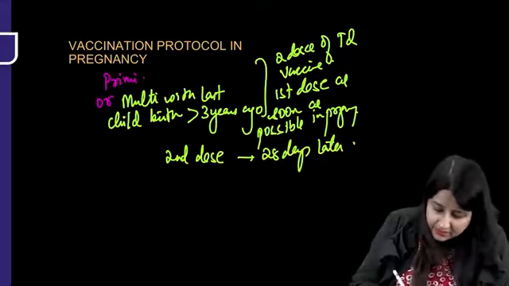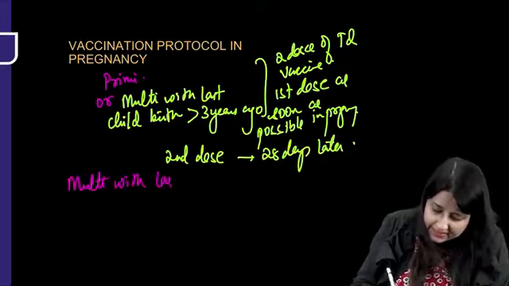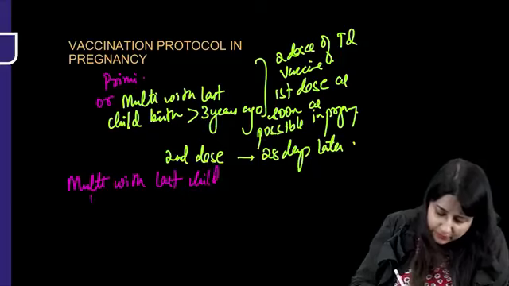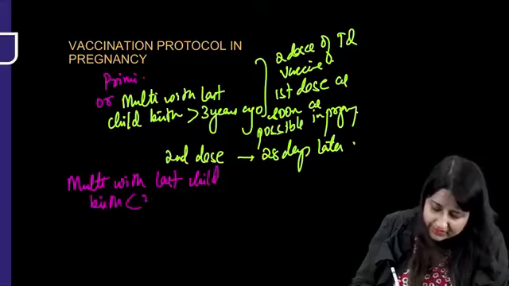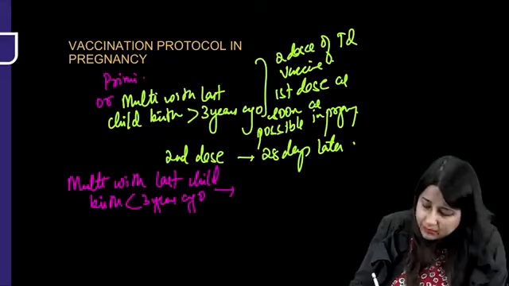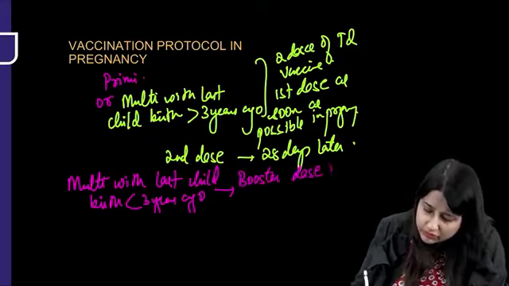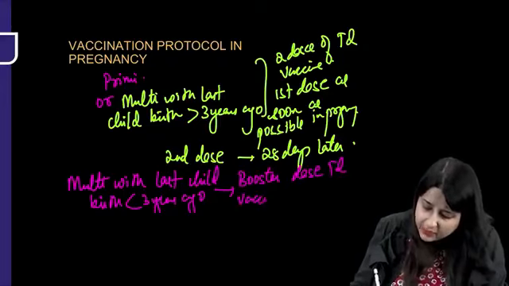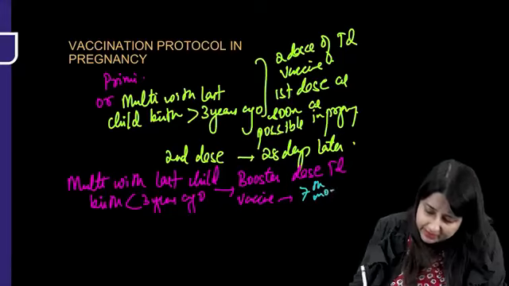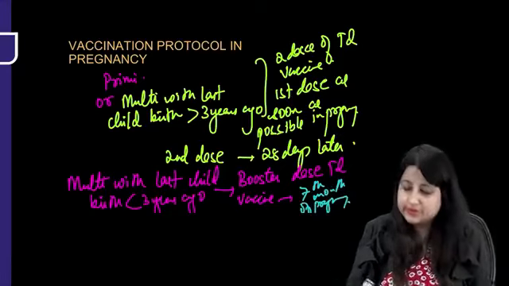But please remember, if she's a multi with last childbirth within 3 years or less than 3 years ago, that means the youngest child is 2.5 years or so, then only a booster dose of TD vaccine is required. And when do you give this booster dose, everybody? Around the 7th month of pregnancy. So this is the protocol which we need to remember.